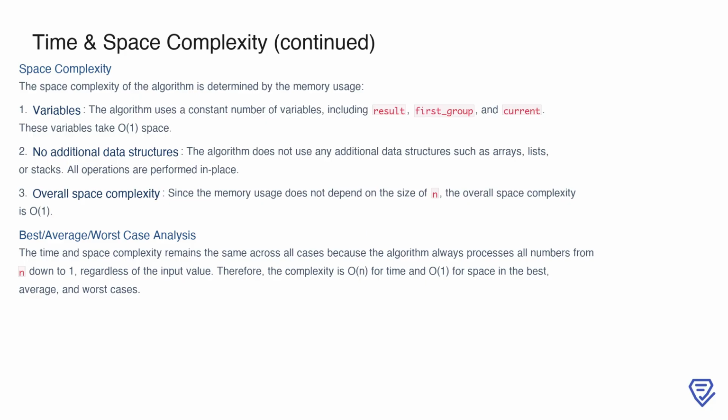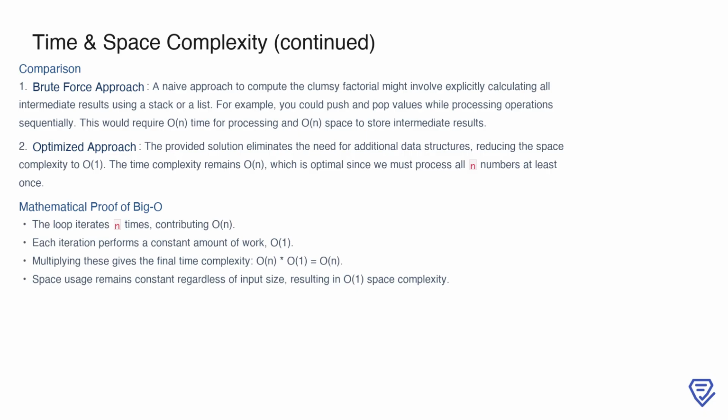Furthermore, whether we analyze the best, average, or worst-case scenarios, the algorithm's behavior remains consistent, as it always processes all numbers from n down to 1. Therefore, the time complexity remains O(n), and the space complexity remains O(1) across all cases. A useful way to appreciate the efficiency of this solution is by comparing it to a brute force approach.